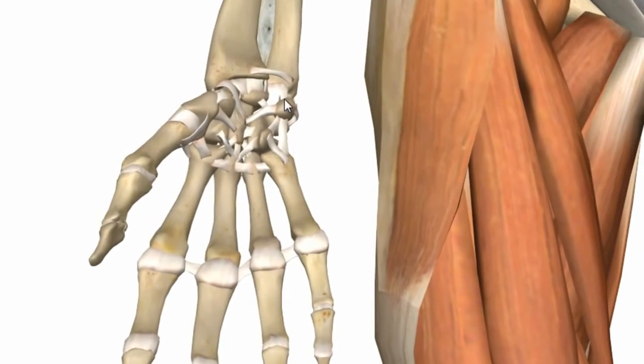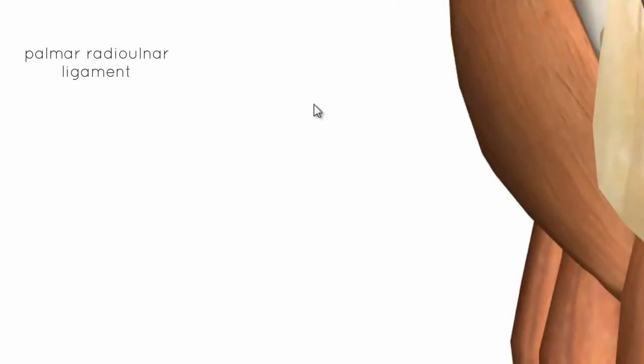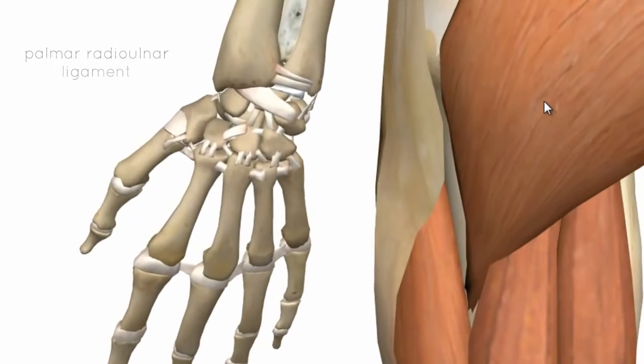At the distal end of the radius and ulna, you've got this ligament connecting the bones on the palmar surface. This ligament here is the palmar radio-ulnar ligament. If I rotate the model round and we look at the dorsal surface, you've got the dorsal radio-ulnar ligament.